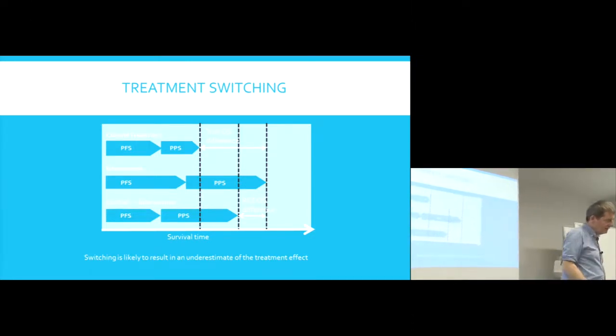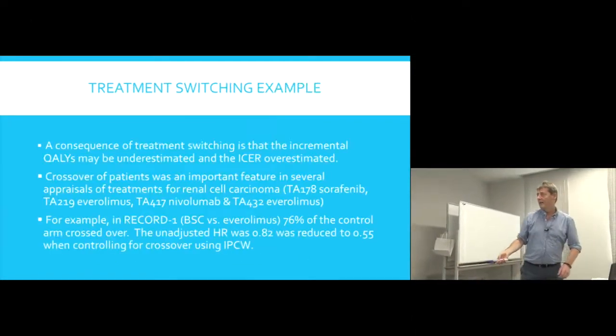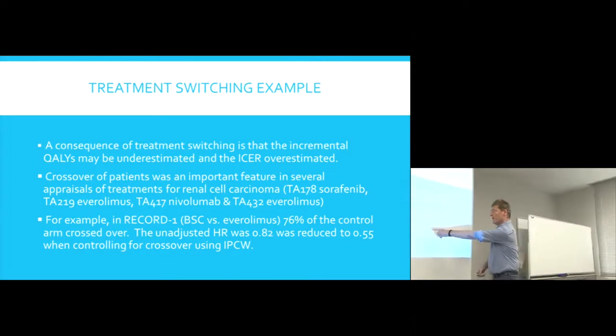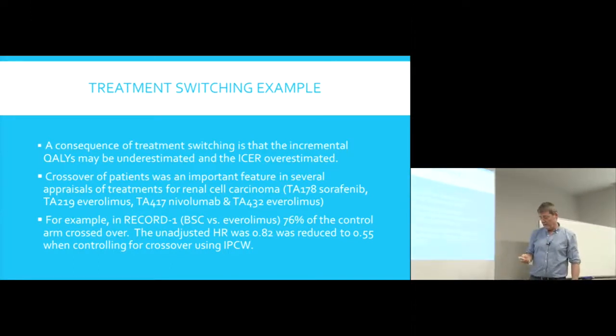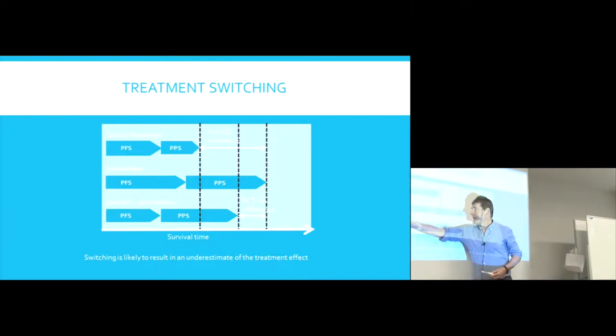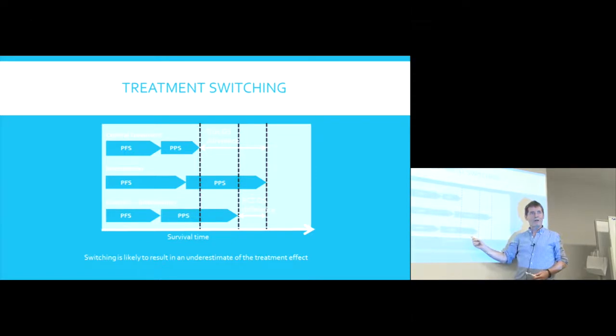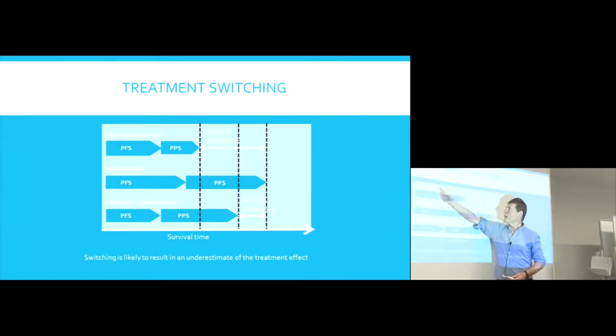And in the real-world example we just had, this RECORD-1 trial, 76% switched over. So in other words, three quarters of the patients had this experience, control followed by intervention, and one quarter remained in the control group.